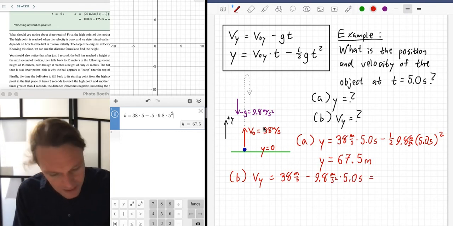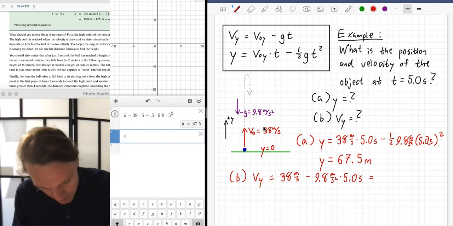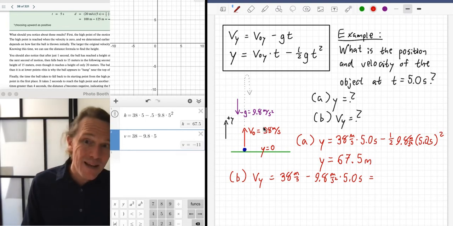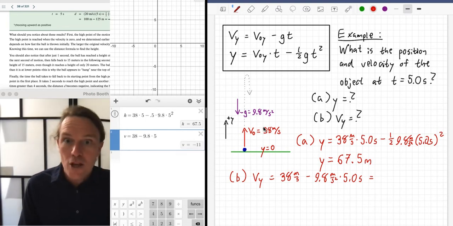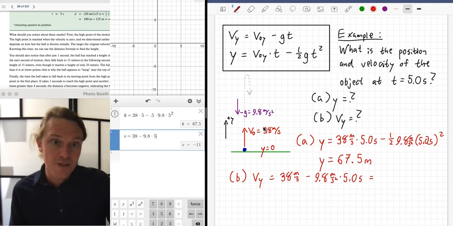So what do you see already? What does it look like is happening here? We'll just call this V. Okay, so I have 38 minus 9.8 times 5. Well, 9.8 times 5 is close to 50. So we have 38 minus something that's close to 50, right?